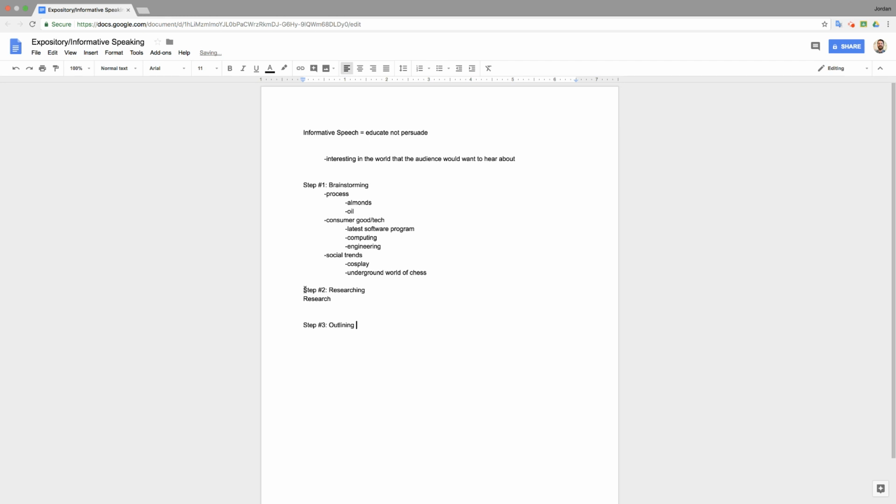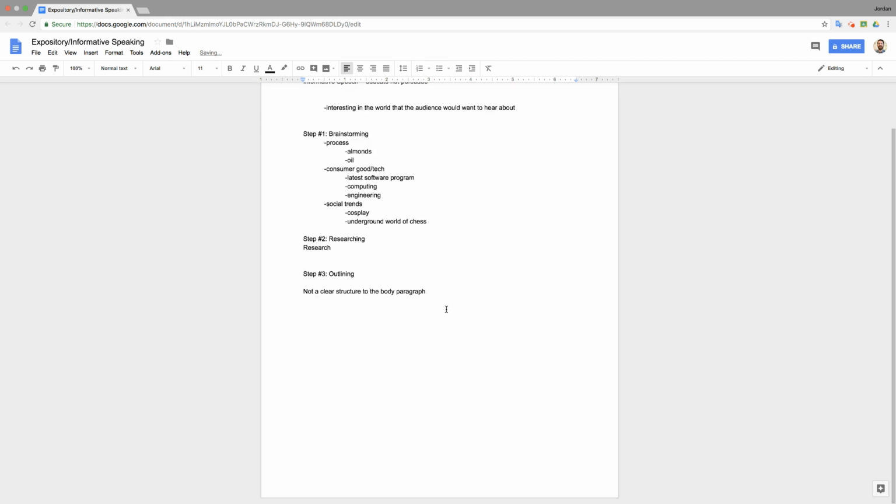All right. So informative speeches are a little weird because, unlike an original oratory, there's not a clear structure to the body paragraphs. The speech follows a similar structure in terms of the whole speech, in that it has an introduction, has body paragraphs 1 through 3, then it has a conclusion. But what those body paragraphs contain is really flexible.